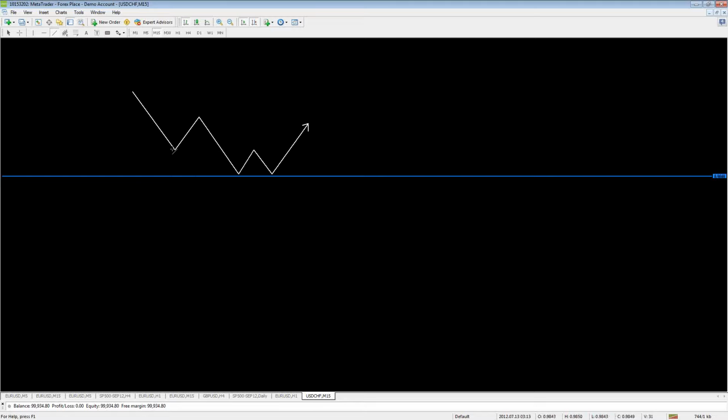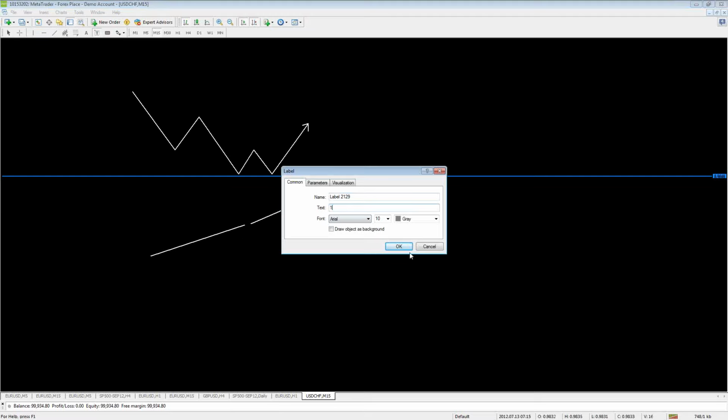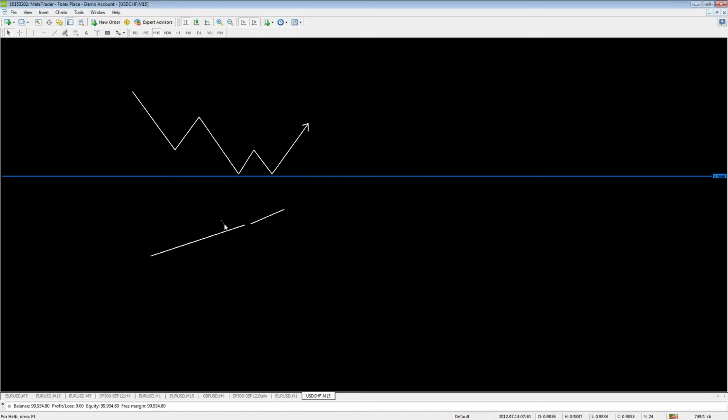So if we have the MACD, and you can see here that we have lower lows, on the MACD we'll have higher lows, or any other indicator, higher lows once and another higher low. So we have the first divergence around here, and then the second divergence is around here. In this case a bullish divergence for a bullish reversal.